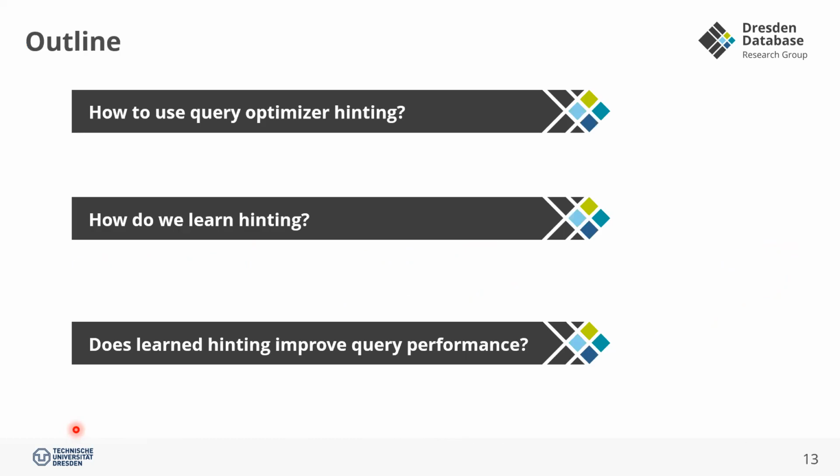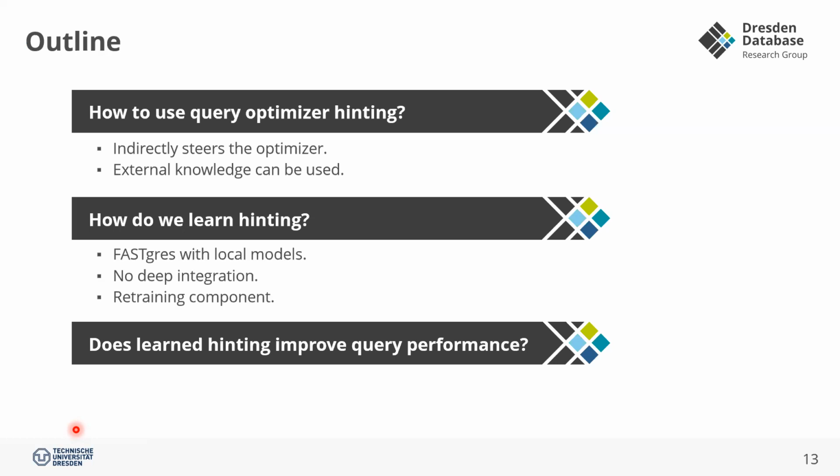So to summarize, we had these three questions, and I hope I could answer them, because we think that query optimizer hinting is a very powerful tool to improve query performance without deep integration into the query optimizer, because you can use external knowledge and external components to predict the right hint set and then just steer the optimizer.